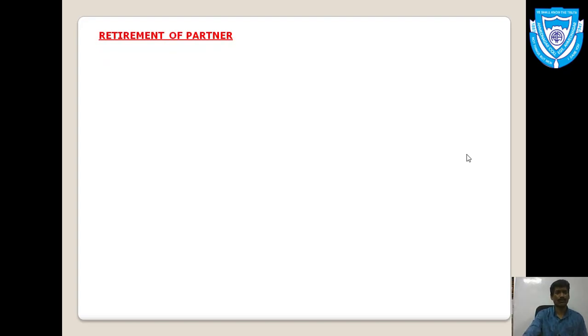Now let us come to our point, that is retirement of partner. Before that, let me discuss reconstitution in Marathi for our Marathi medium students.